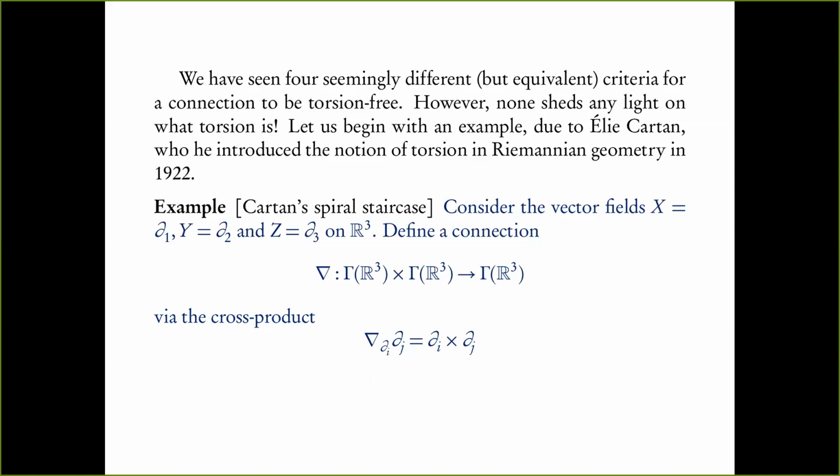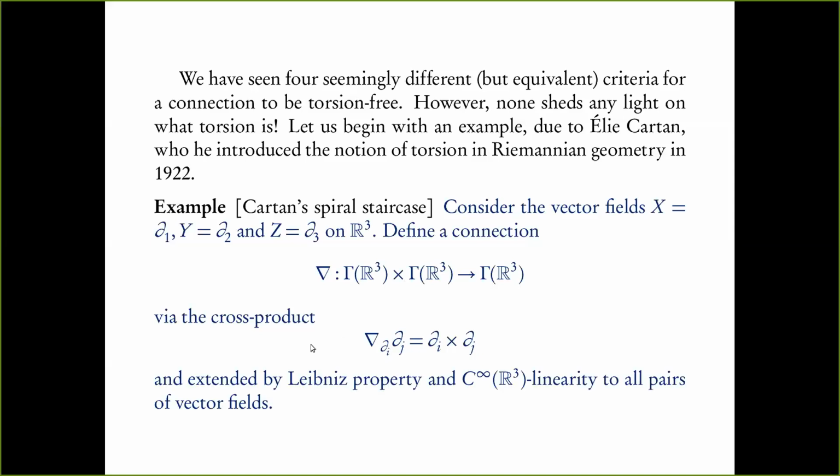Okay, so that's the definition. Remember, whenever somebody says define it to be this, it's understood that you define it on the appropriate basis, and then you extend by C infinity linearity on the subscript slot and Leibniz rule on the slot upstairs. So that determines nabla over all of sections of R3 cross sections of R3. Yeah, so that's what I just said. So just leave it here. We'll explicitly write down what happens for nabla XY, for example, and the other combinations. So we'll see what's going on.